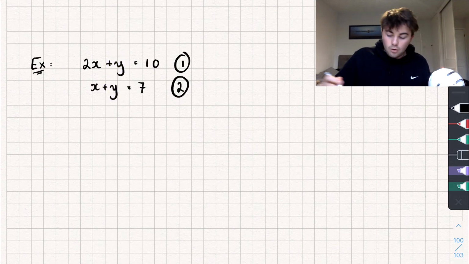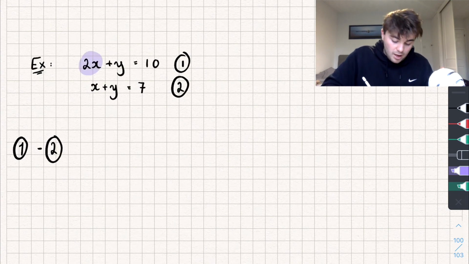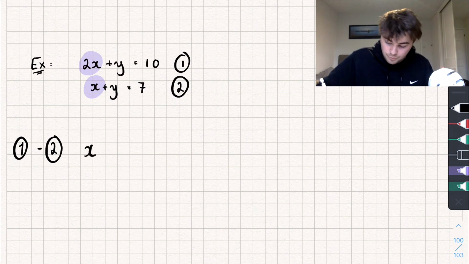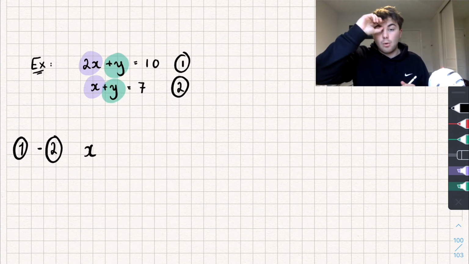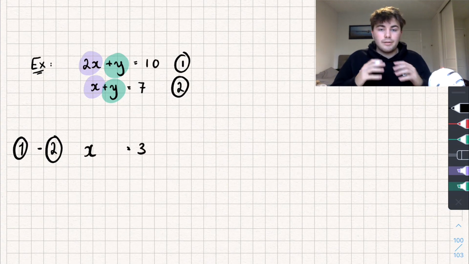Once I've done that, all I really have to do is subtract one equation from the other. So let's do equation 1 subtract equation 2. If I do that, we get 2x subtract x, which leaves me with 1x. So we've got x. Then we can do y subtract y, and you can see we've got 0y. So that's nothing, and that's going to equal 10 subtract 7, which leaves me with 3. So you can see I've eliminated the y variables, and because the coefficients were the same, that's why they were eliminated. And we're left with x equals 3.